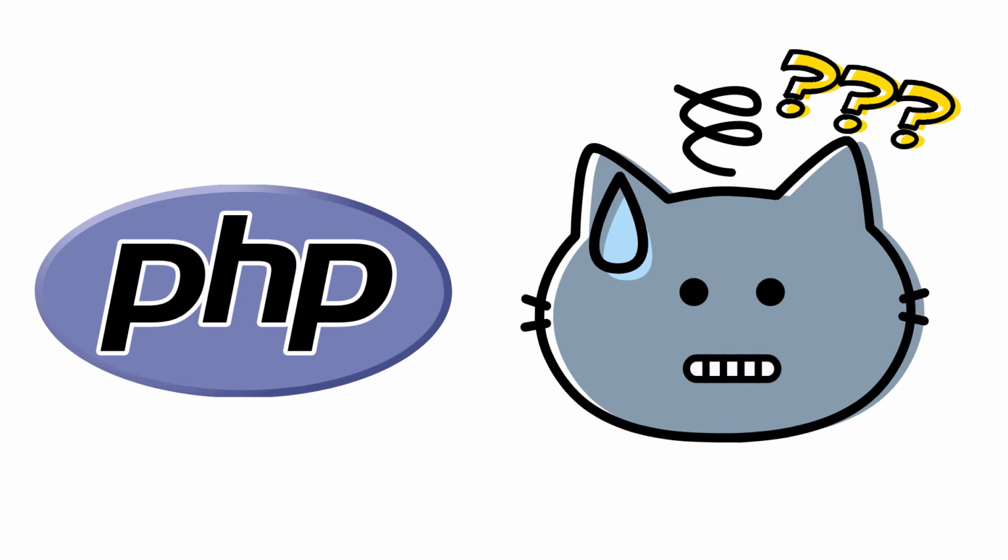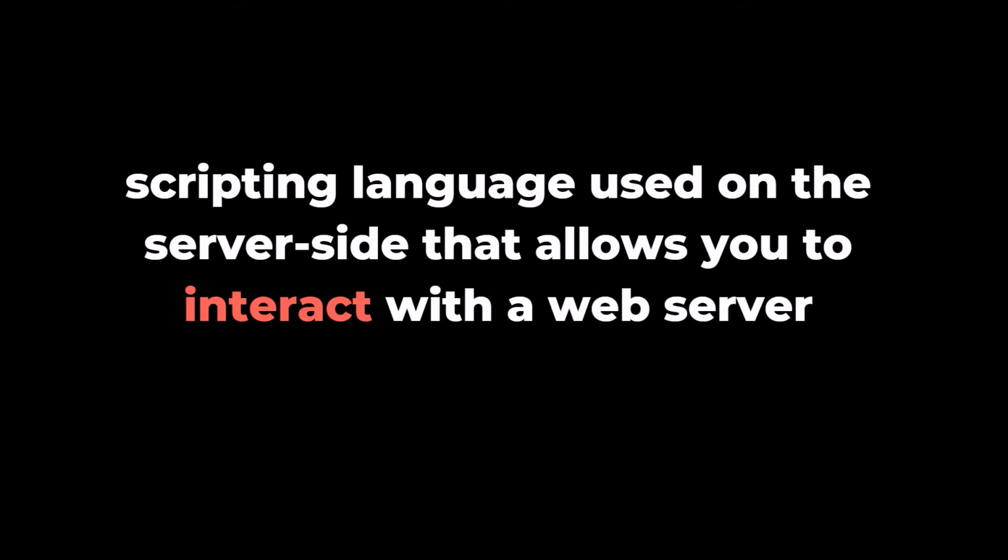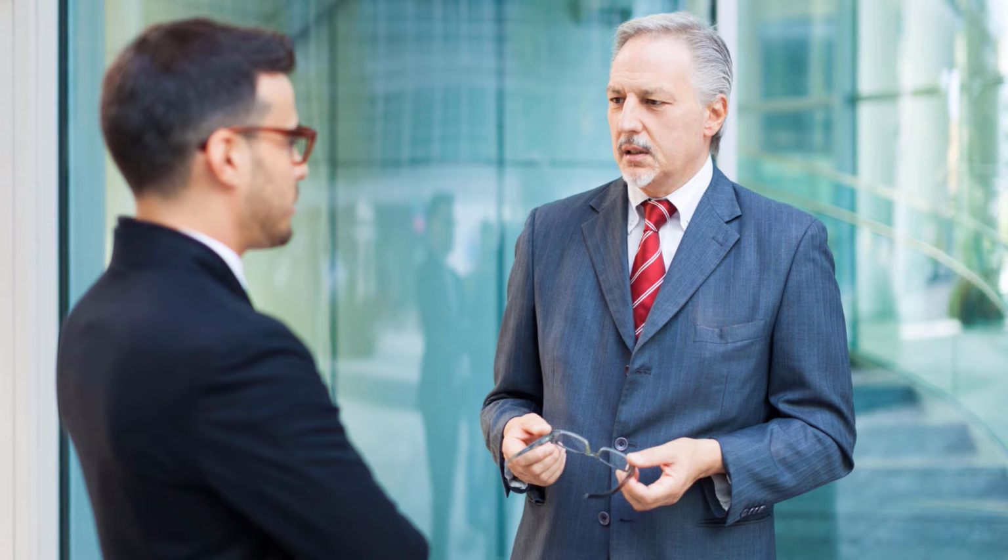Now, PHP, this is the last one. PHP is also a scripting language used on the server side that allows you to interact with a web server. So if you wanted your website to interact with some sort of web server out there on the internet, you would make use of PHP. Going back to the human body analogy, think of PHP as the language that would allow a human being to interact with another human being. Communication. That's basically what PHP is all about.